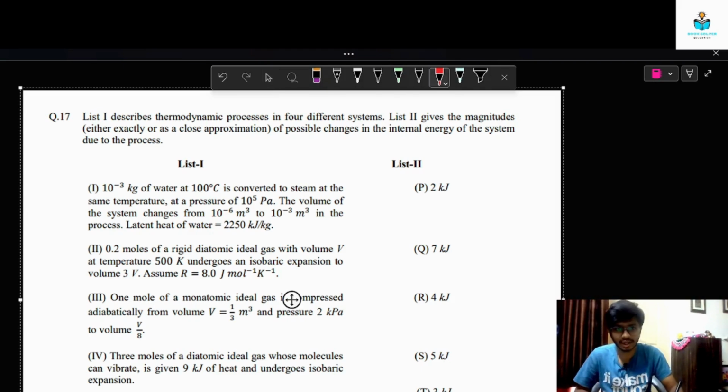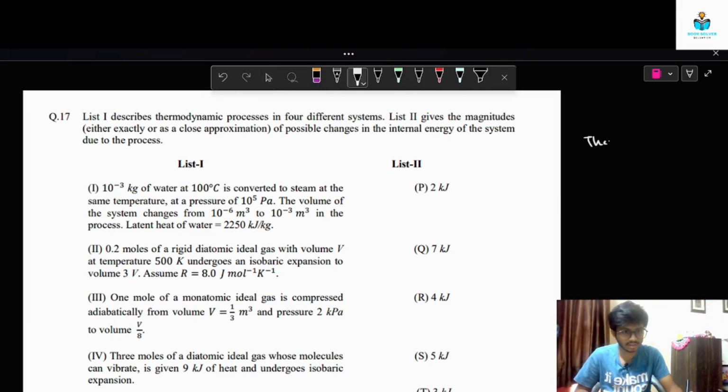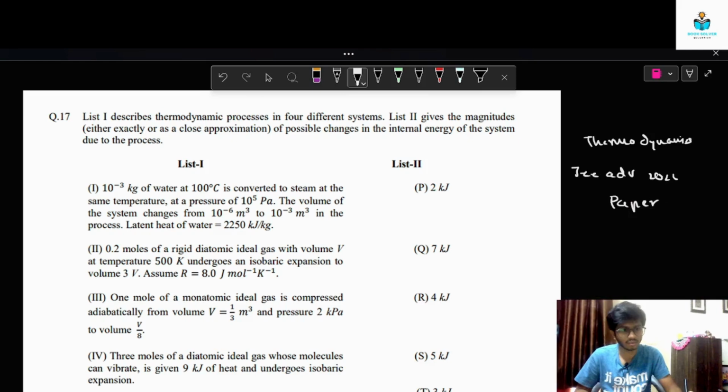Hey everyone, so here we have a question from thermodynamics. It's a PYQ from JEE Advanced 2022 paper 1. So the question goes like this. Alright, it's a very simple question.